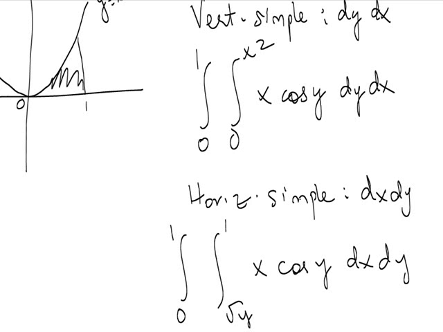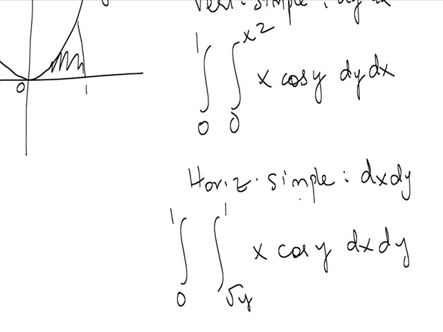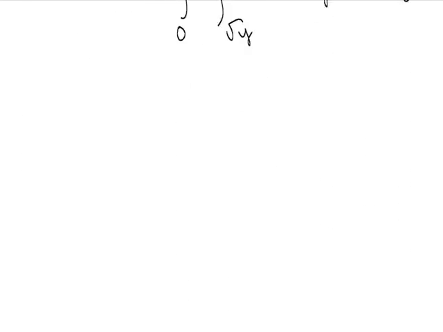Now, just let me tell you, if you had to do it vertically simple and integrate this, you would have to use integration by substitution. In the horizontally simple one, if you had to integrate it, you would have had to use integration by parts. Depends on your preference. Let's move on.